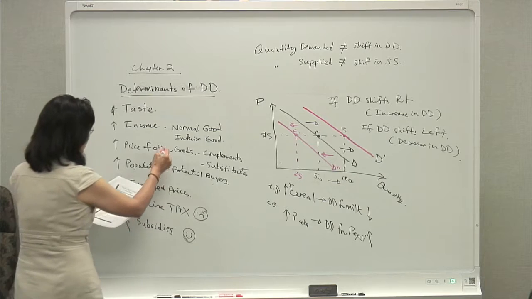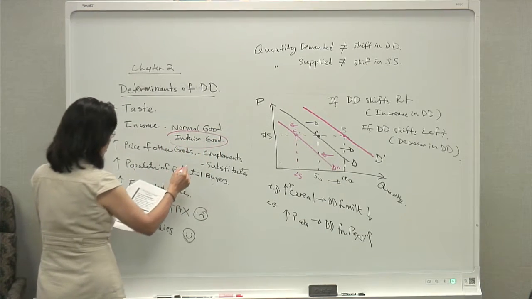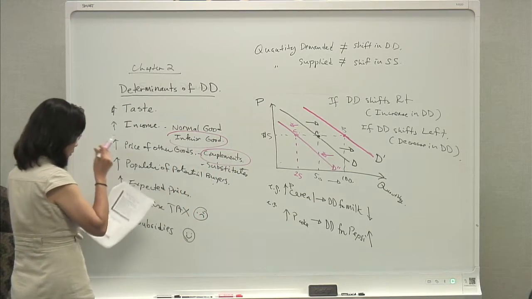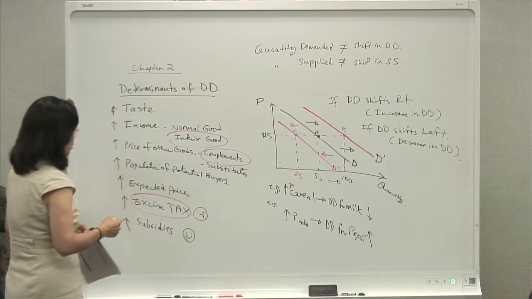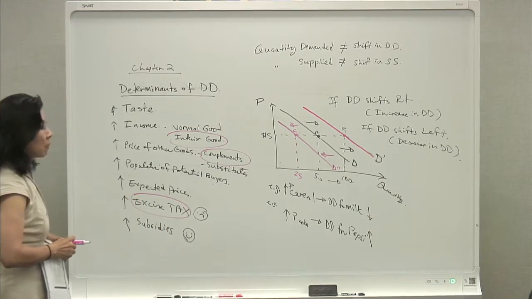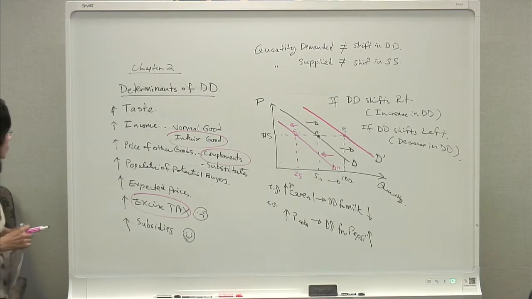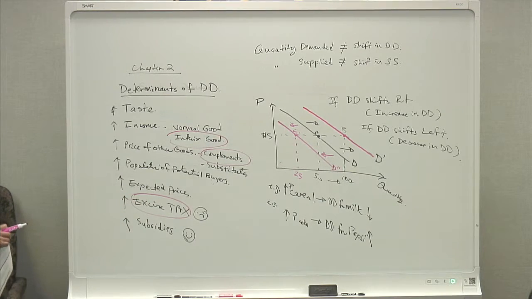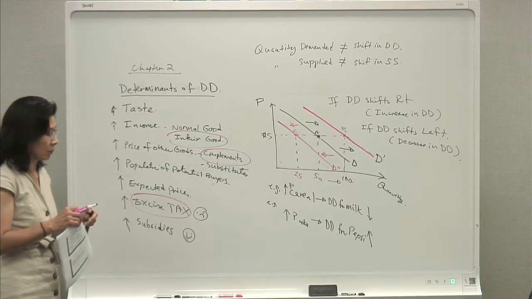Okay, this is the one that shifts to the left. Complements is to the left. I think we got one more. Okay, excise tax is also to the left. So in other words, these are the ones that cause demand to decrease instead of increase. Inferior good, demand for the good will decrease. Complementary goods, demand for the goods will decrease as well.